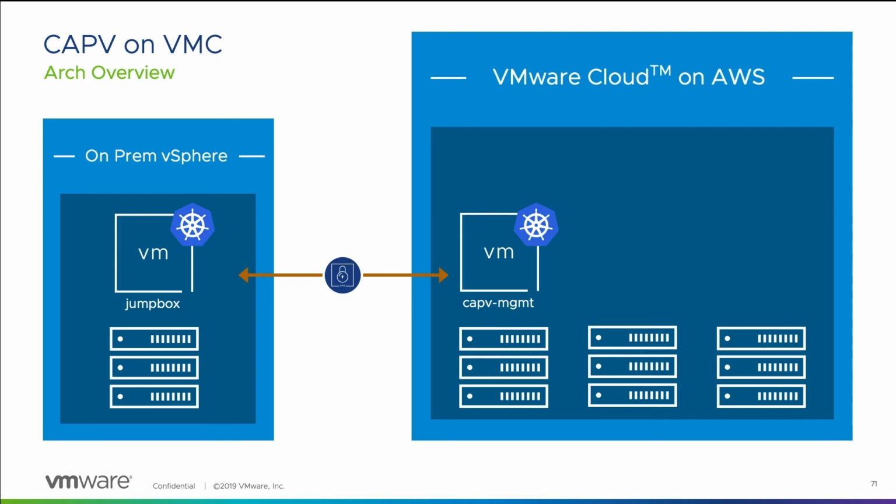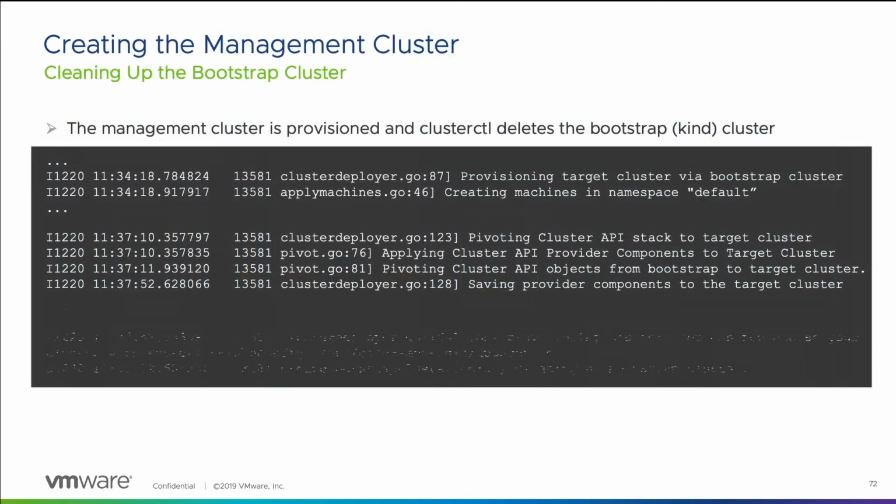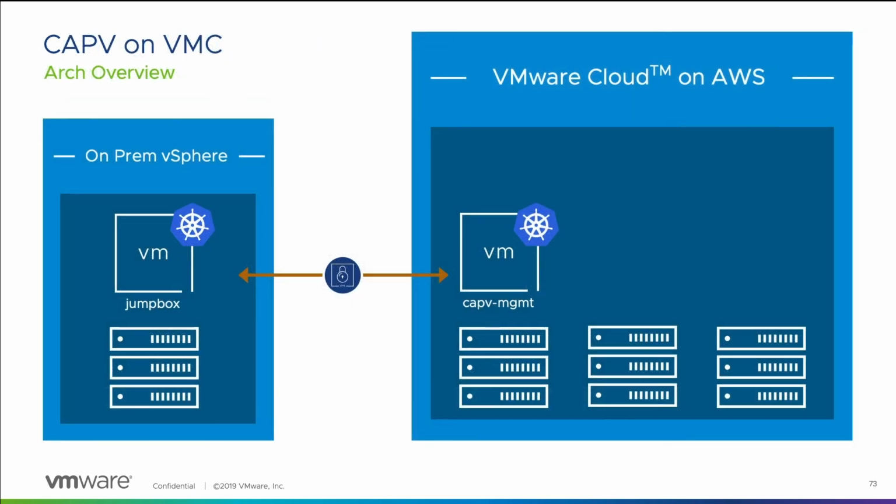So at this point in time, for a brief moment, we have two management clusters. We have the Bootstrap cluster on the jump box server, and then we have what will be our management cluster moving forward in VMC. At this point, clusterctl realizes that the pivot has been completed. It gives you information about where to access the config file for the management cluster in VMC, and it deletes and cleans up the Bootstrap cluster on kind.